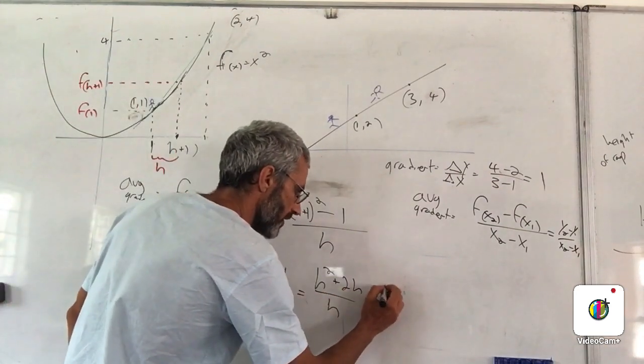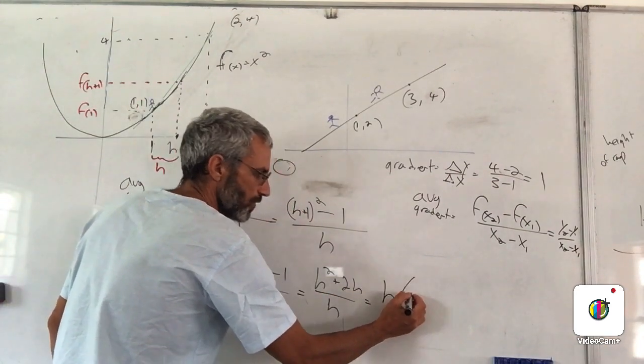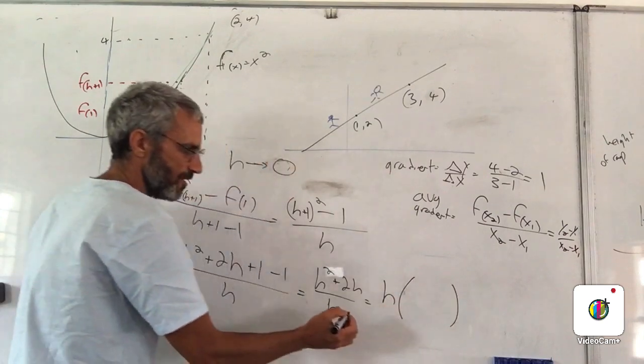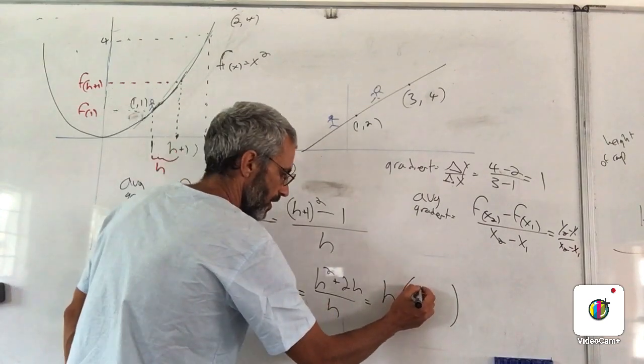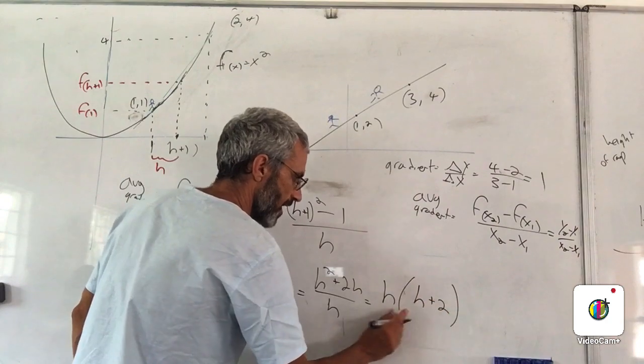Factorize an h, right? So it's going to be an h. So in the bracket, what are we going to have? H plus 2. H plus 2, you're right. Divided by?